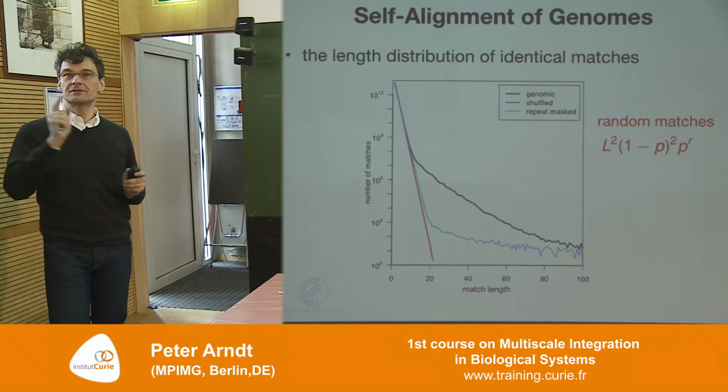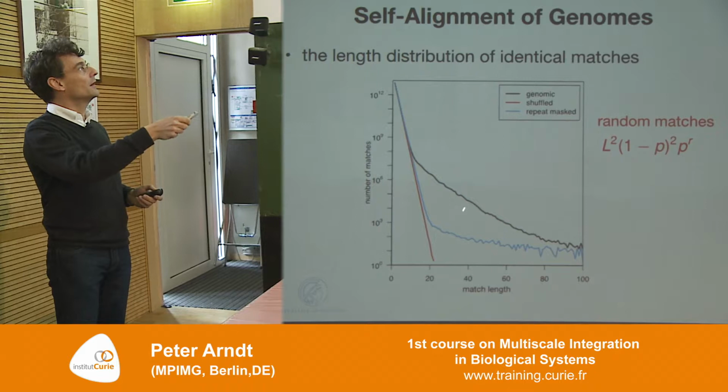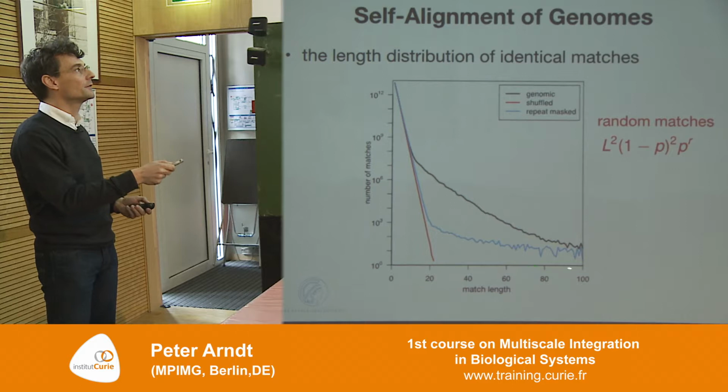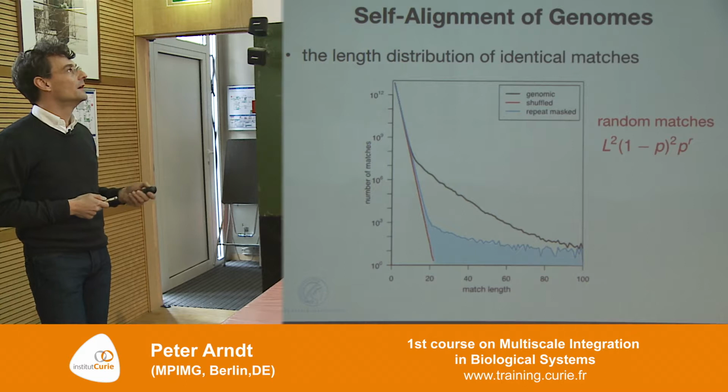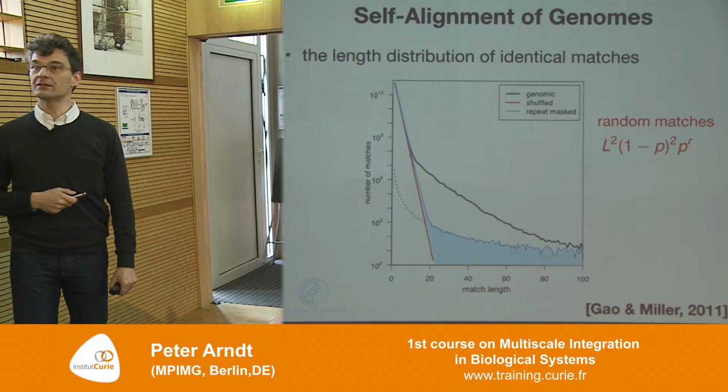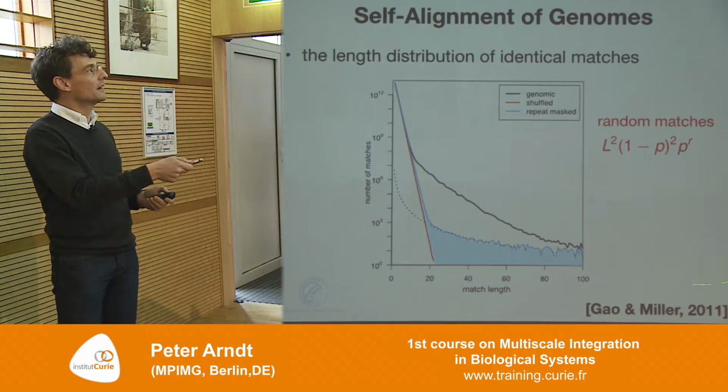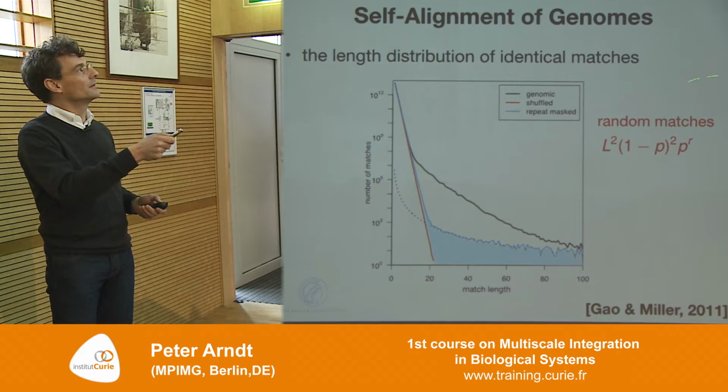The black line was before repeat masking. The blue line is after repeat masking. We still see a lot of long matches which shouldn't be there if our genome were a random IID sequence. But this blue function can nicely be fitted by this dashed line. This is a log-linear plot, and in this log-linear plot, a geometric distribution is a straight line.